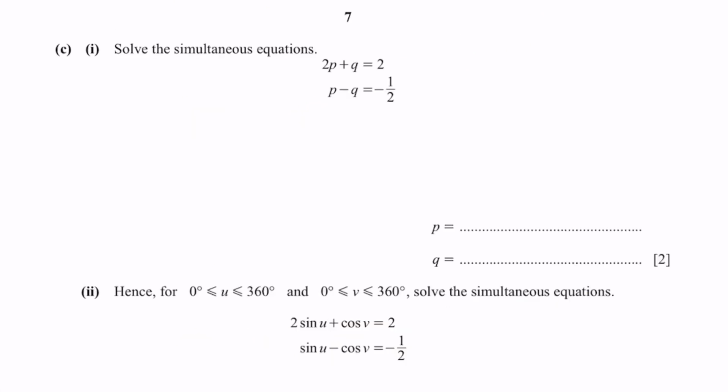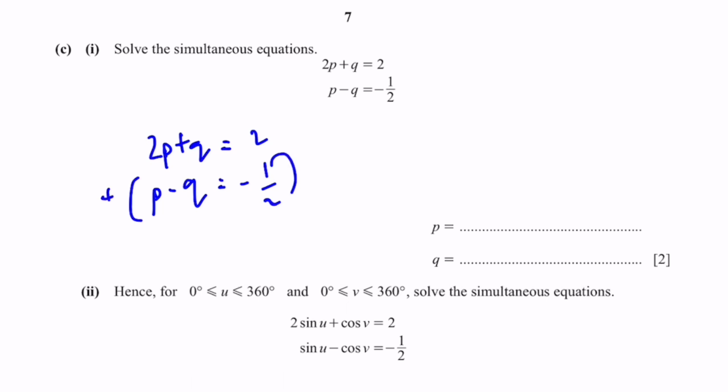C1. Solve the simultaneous equations. 2p plus q is equal to 2. P minus q is equal to negative half. Let's add both of these equations. 2p plus q equals 2. P minus q equals minus half. Let's add both of them.